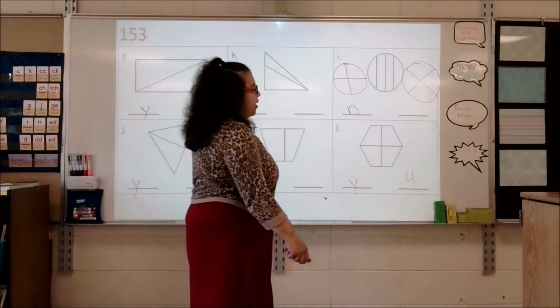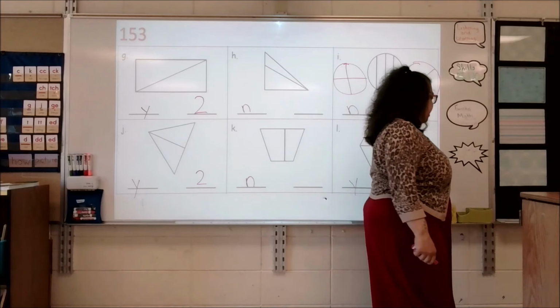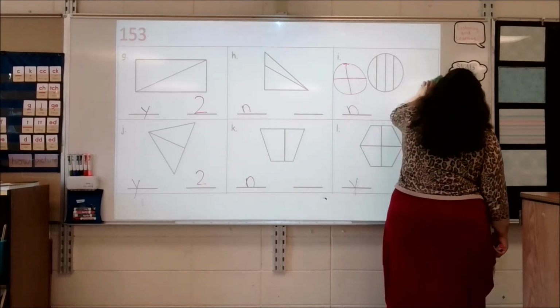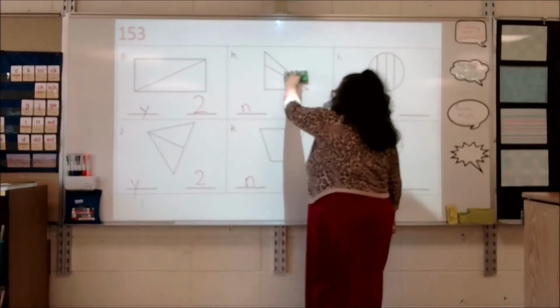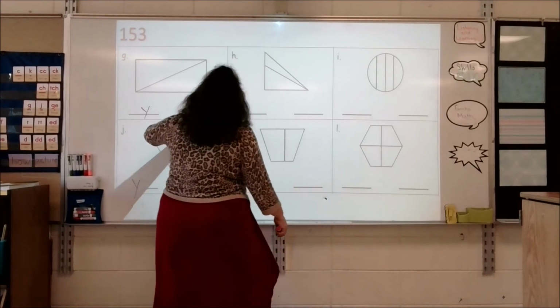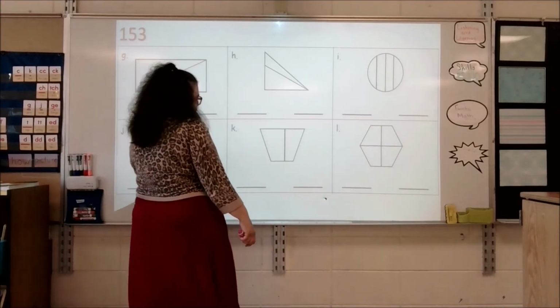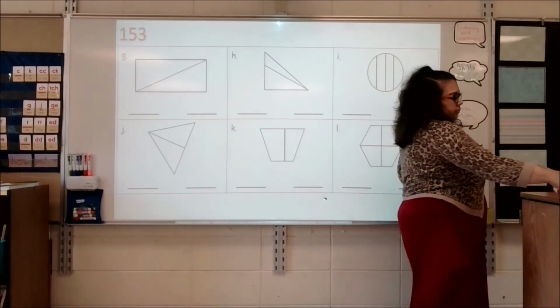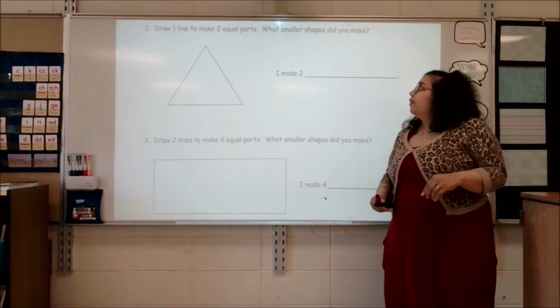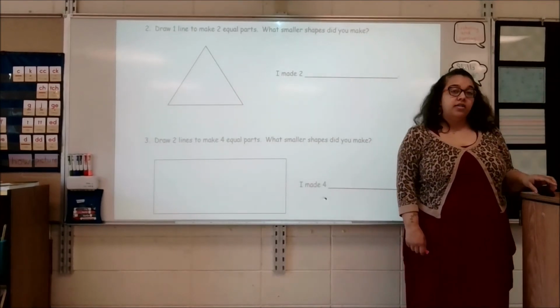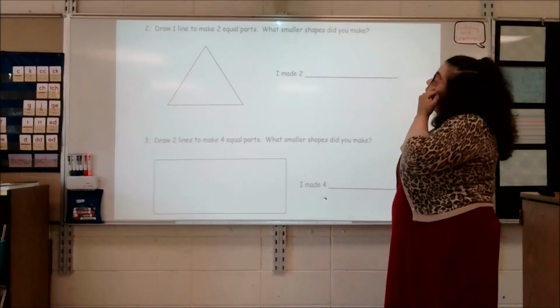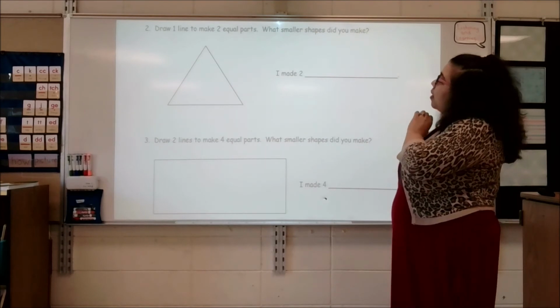Good job. All right, guys, so go ahead and flip to the back of that same piece of paper. We're going to do a couple more. Let's do a little bit more. All right, so here we're going to actually draw. We're going to draw to make the equal parts. It says draw one line to make 2 equal parts.